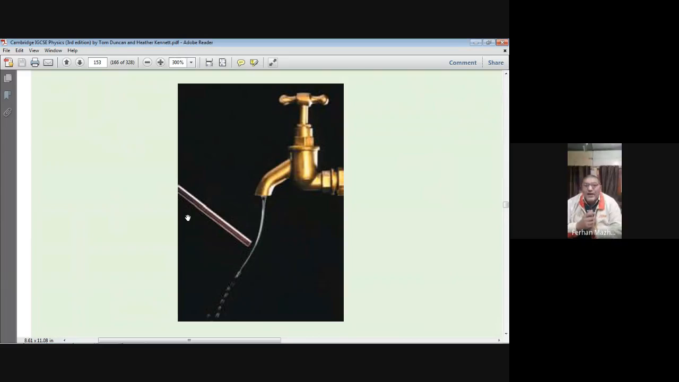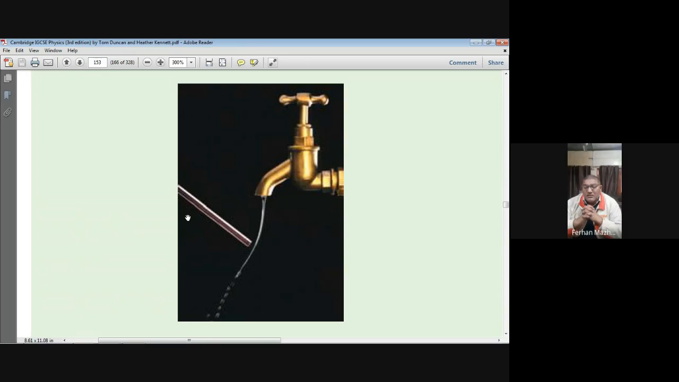So what happens when you bring a positively charged rod near the stream of water which is falling from a tap? The water molecules will turn so that their negative side is towards the positively charged polythene rod. That negative side of the water molecule will be attracted to that positively charged polythene rod.